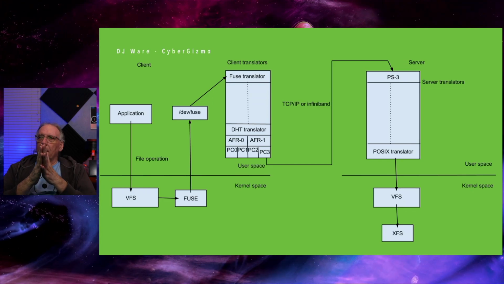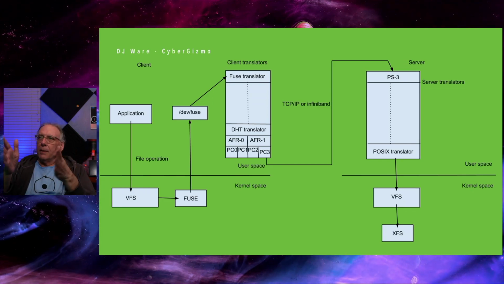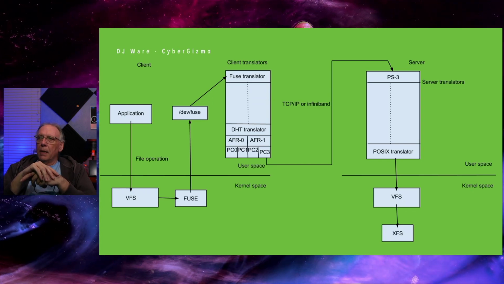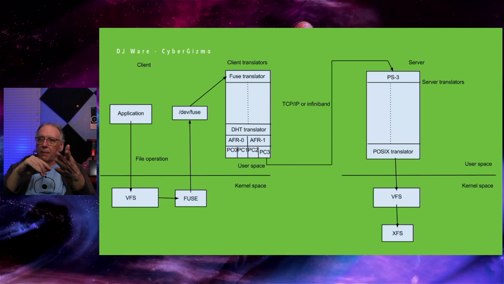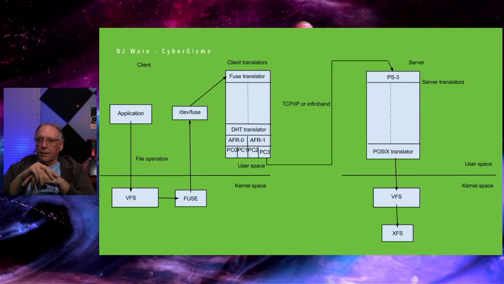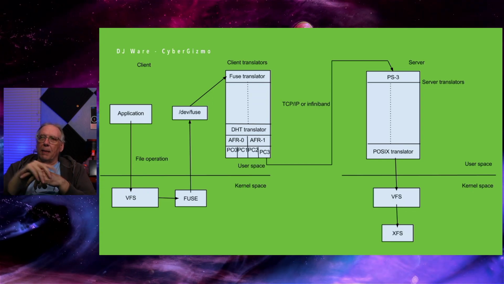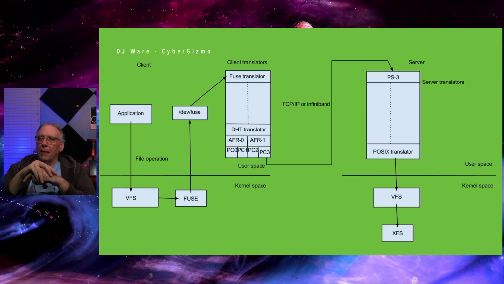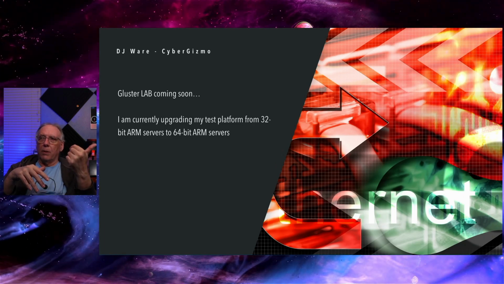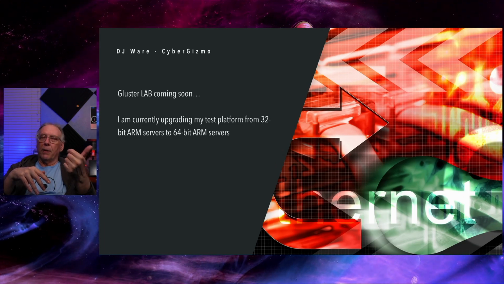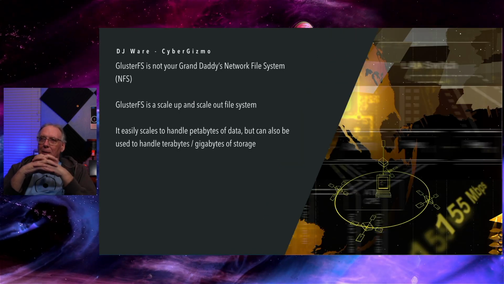What it looks like from the big picture is you have the client on the left, server on the right, the translator in between. So as far as the client is concerned, they mount the file system as a virtual file system. Mounts like a standard file system, except the type is GlusterFS. I'm planning on doing a lab where I'm going to come in and show you how to configure those various volume types. GlusterFS, it's not your granddaddy's network file system, that's for sure.